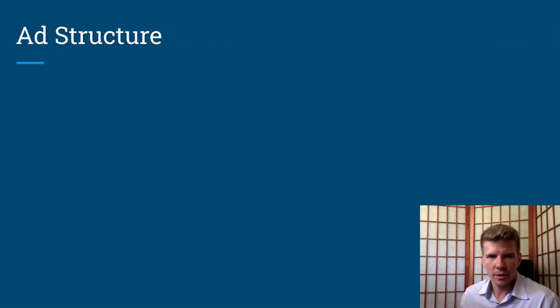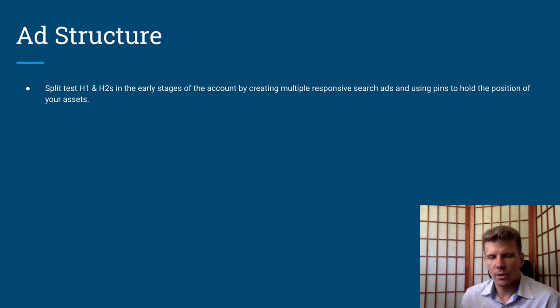Now, ad structure. The thing that you want to split test is H1s and H2s in the early stages. If you're doing specific split tests on H3s as well as descriptions, they have a little bit less impact on click-through rates in general. So the biggest impact is going to be H1s and H2s. And so nowadays, all you can do is responsive search ads. So you can't do static ads anymore.